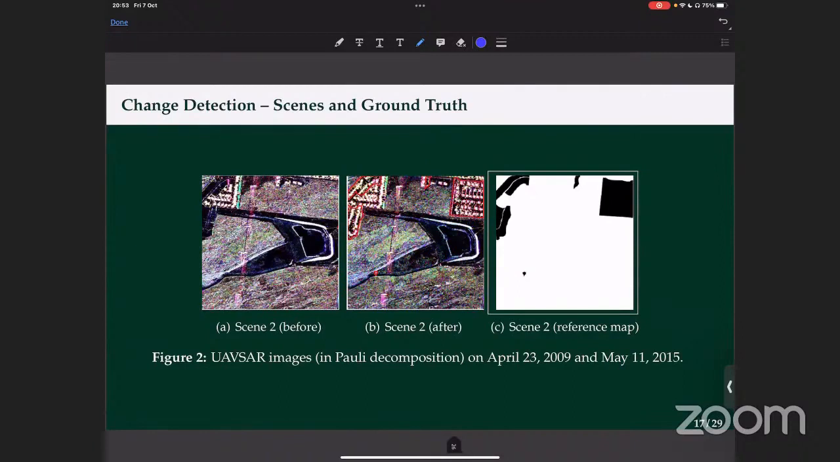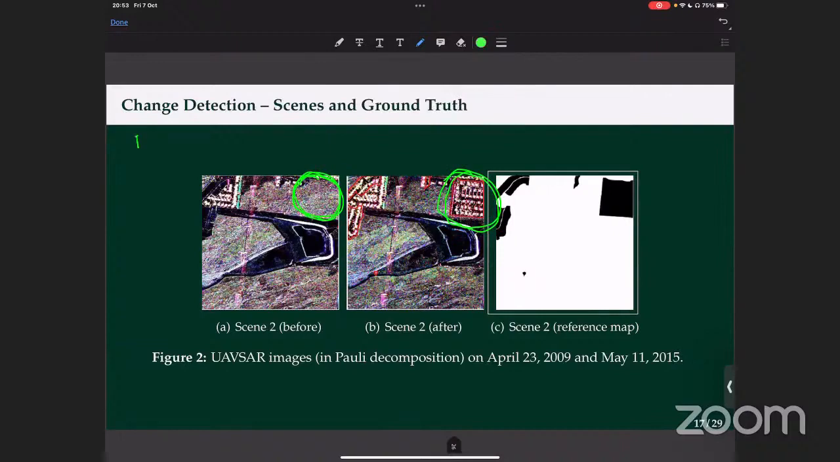These are two UAVSAR images from an area of Los Angeles that was under urban development. Do you see this area here was empty? This is what fully developed speckle looked like. And then that area was urbanized. And we have a reference map of the change. Using the statistical properties, we can check where we have, and I will change to a very strong color.